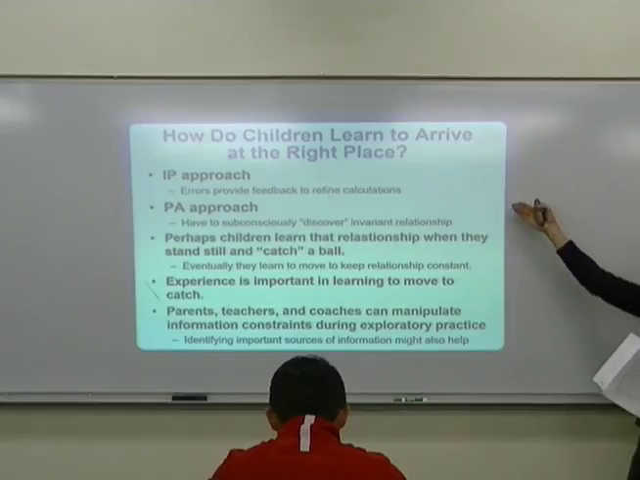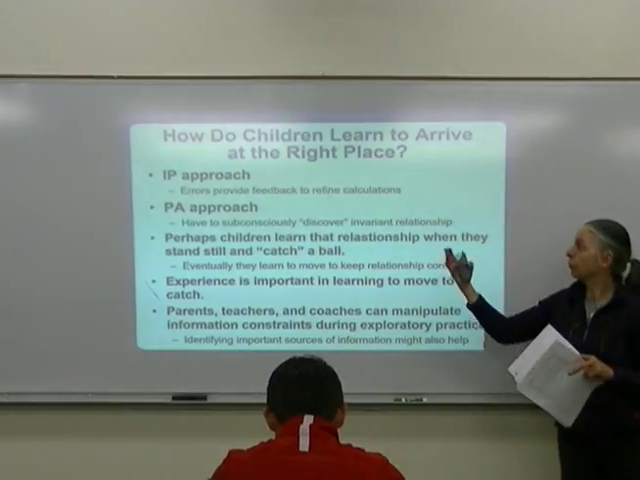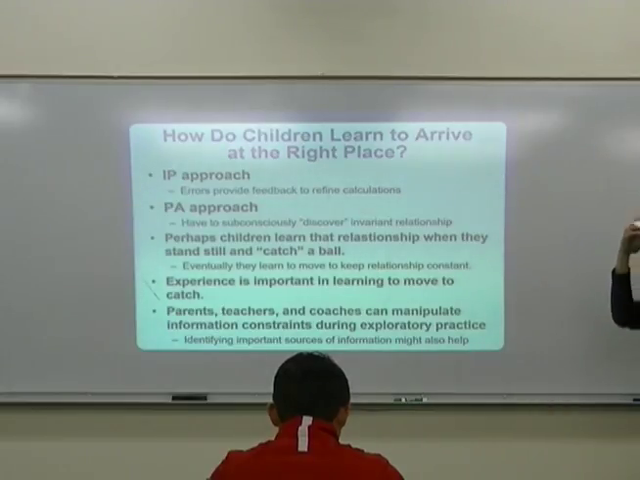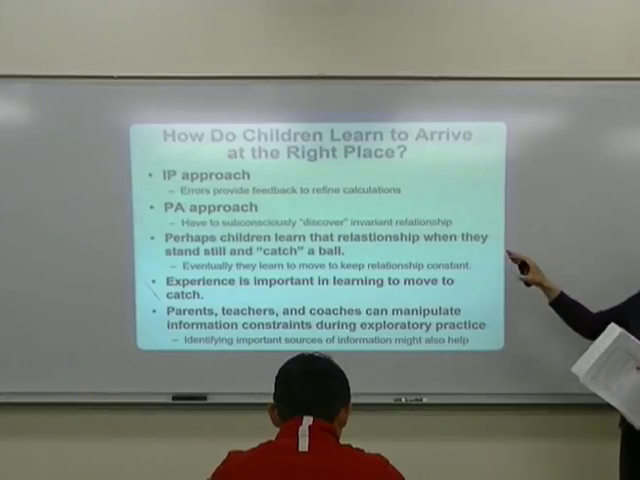If we take the perception action point of view, then what we think is that children, inexperienced catchers, have to subconsciously discover the relationship between the flight of the ball and where they need to go to, right? This stable relationship.